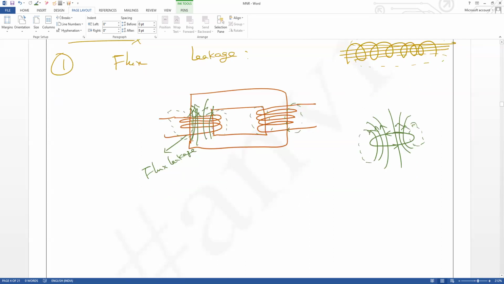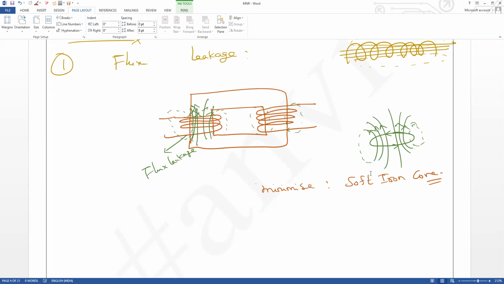Now, to minimize this flux leakage, we are using some core material. What is the material we are using to minimize this flux leakage? Soft, everybody, soft iron core. Understand?